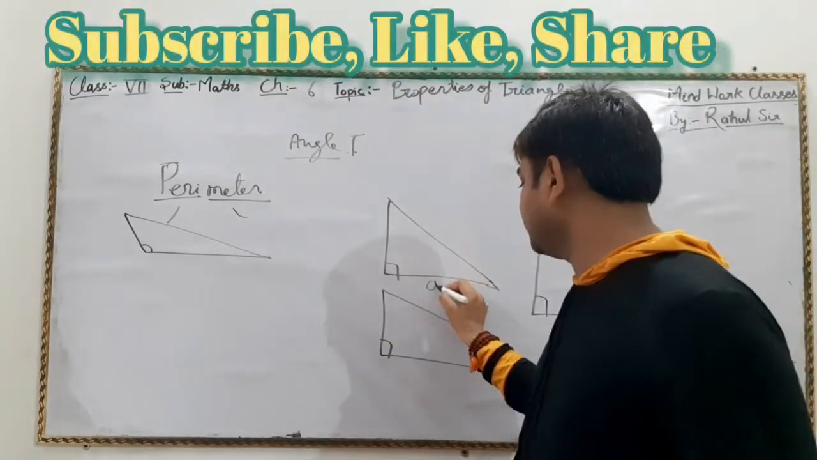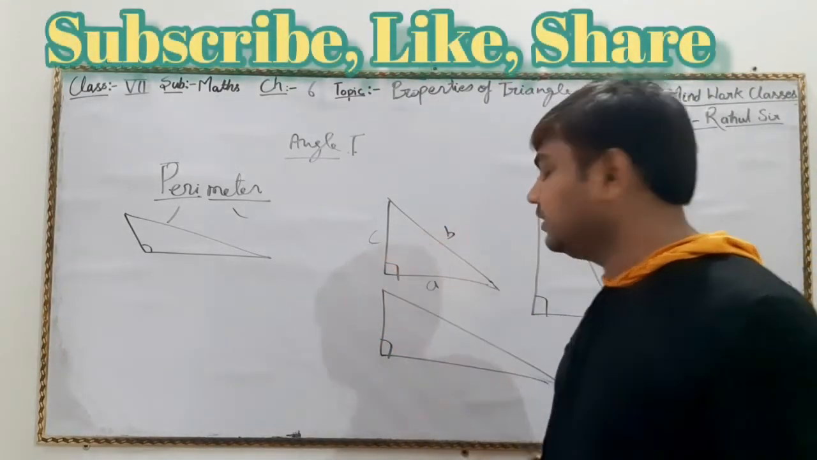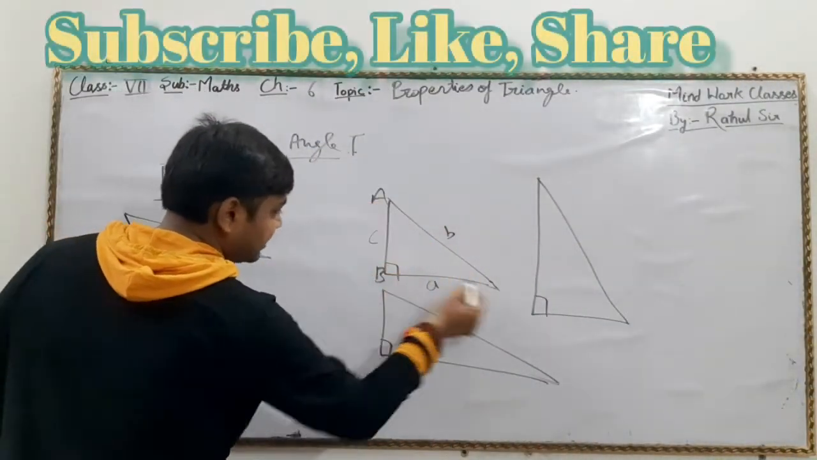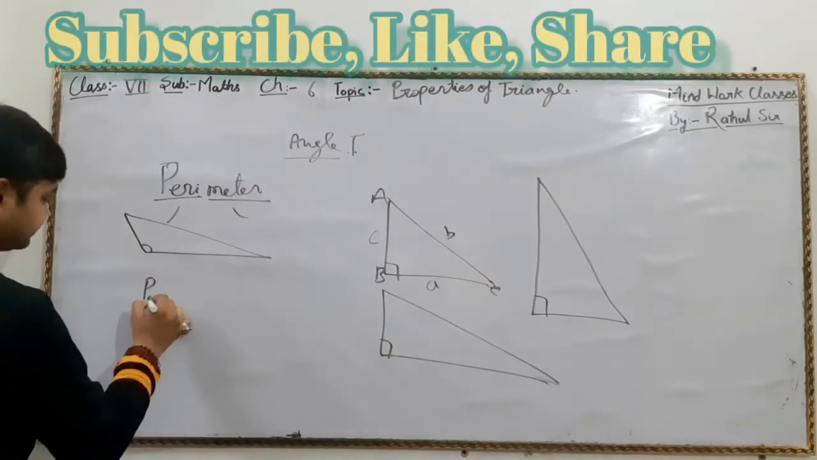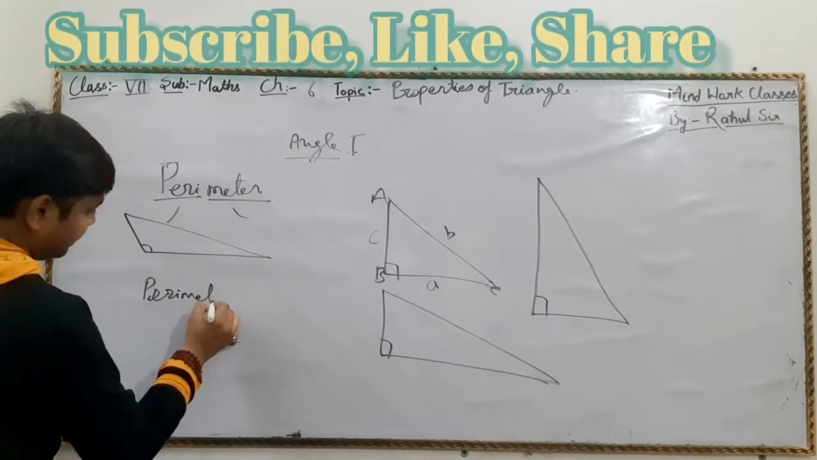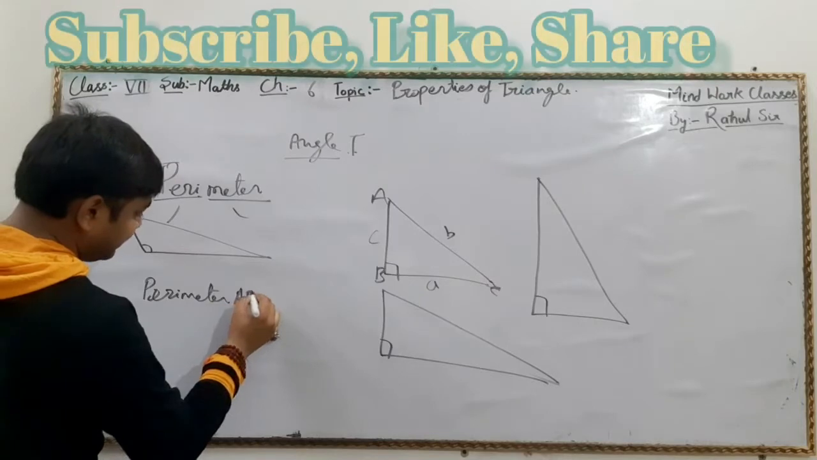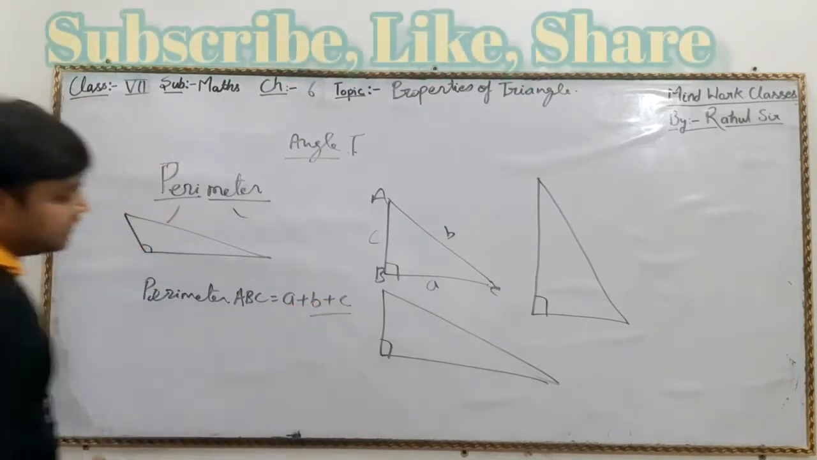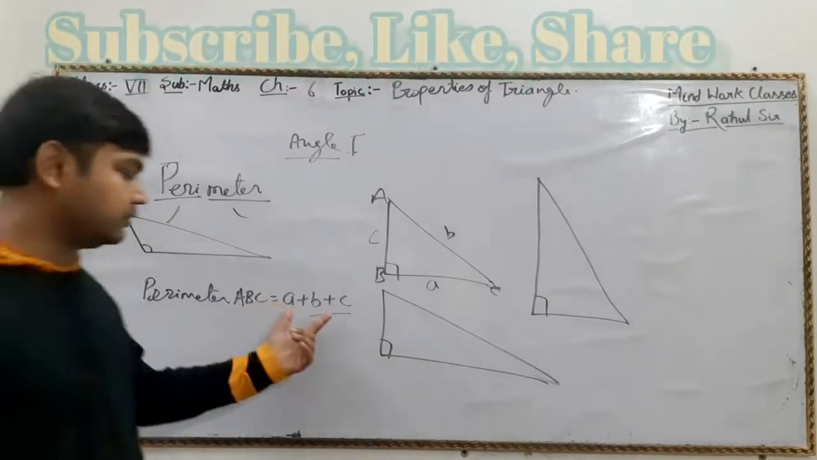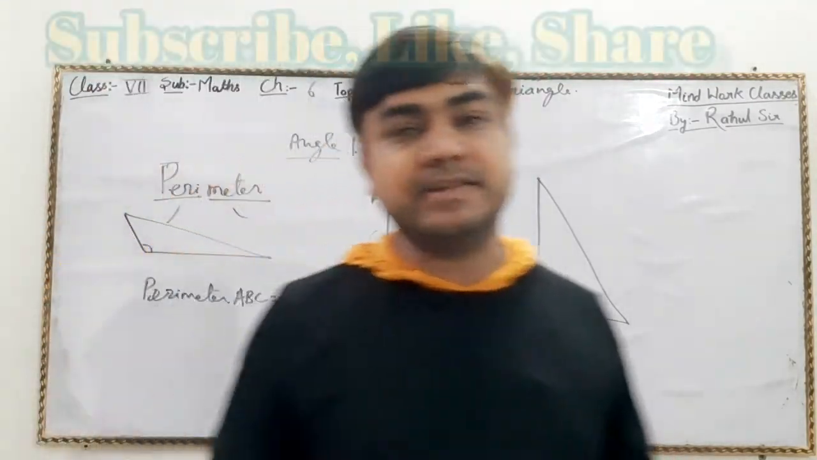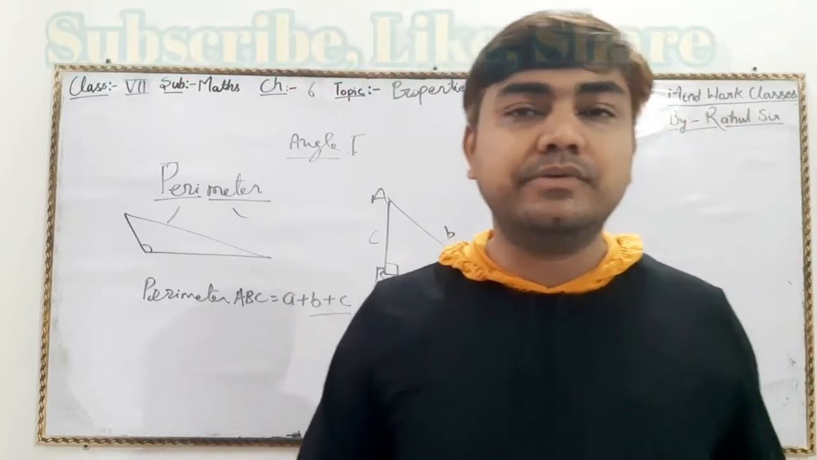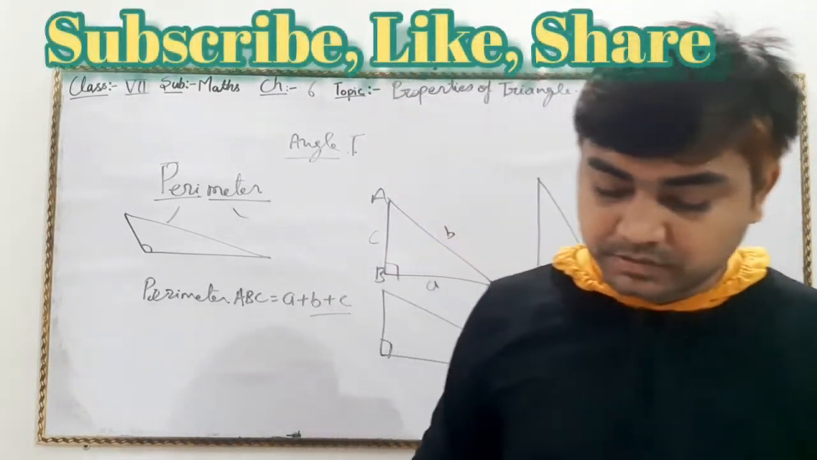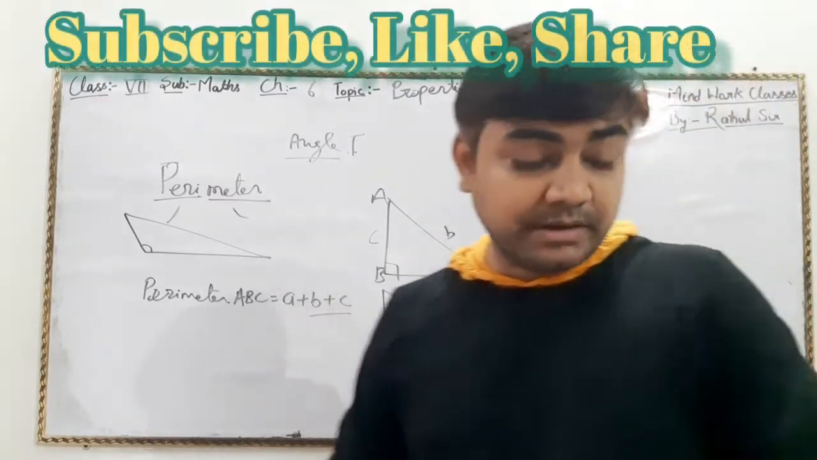So let us say these are the points A, B and C. So the perimeter of triangle ABC is equal to A plus B plus C. So the sum of all the sides is known as the perimeter of any triangle. Okay, so let's come to the exercise.